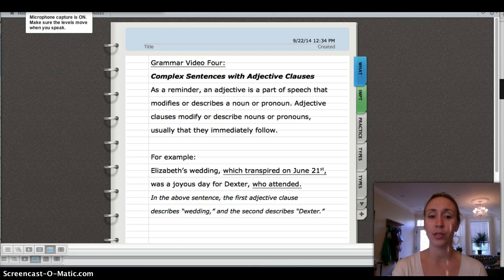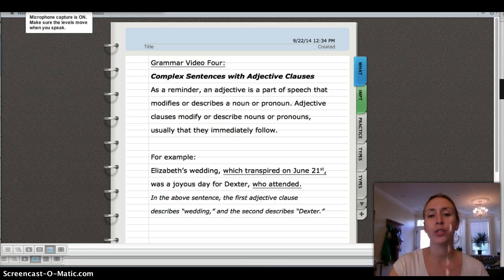You probably learned them if you were at Burke in 9th and 10th grade as relative clauses. We're switching to the name adjective clause because it's also a relevant name for them, and it's much more relevant than the name relative clauses. So adjective clauses work like adjectives in the sentence.